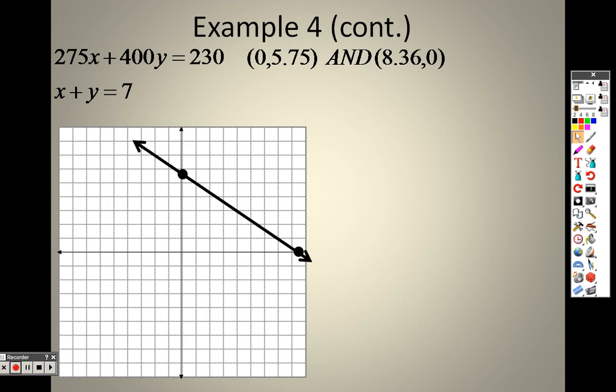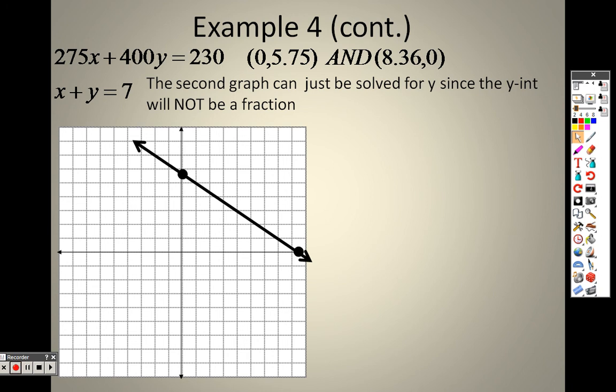The second line, however, will be much simpler to do, and the reason is all I need to do is move the x over to the other side, because it's a positive x, to get y by itself. So I get y equals negative x plus 7. So what that means is I go up 1, 2, 3, 4, 5, 6, 7. I go down 1 over 1, put a point, down 1 over 1, put a point, down 1 over 1, put a point, down 1 over 1, put a point, and connect the lines. And wherever they cross is the answer.